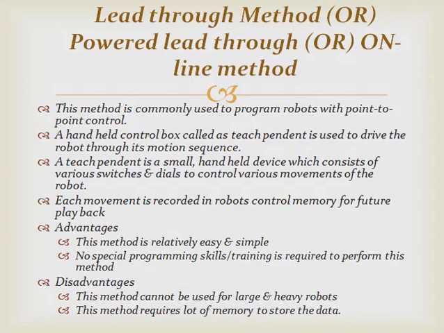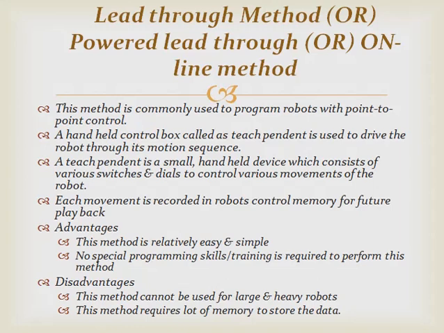The teach pendant is a small handheld device consisting of various switches and dials to control various movements of the robot. So you need to highlight one thing, that in the lead through method the various movements of the robot will be controlled by a device called the teach pendant. Each movement is recorded in the robot control memory for future playback.